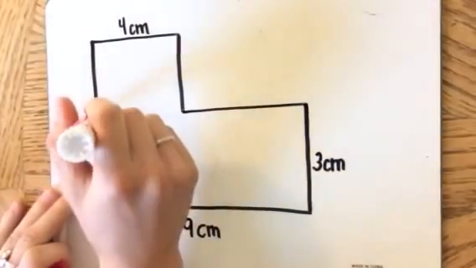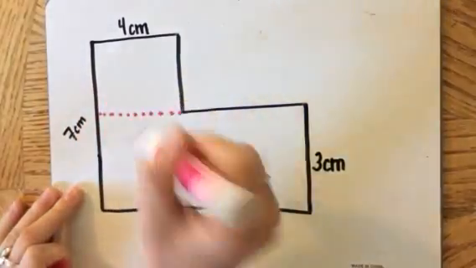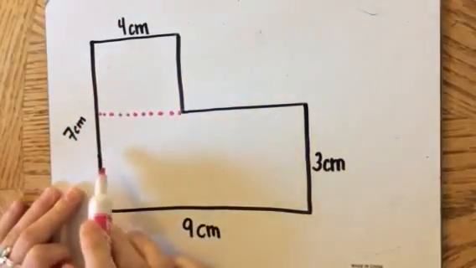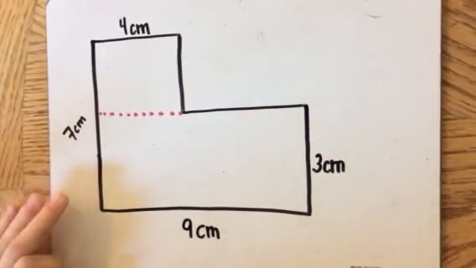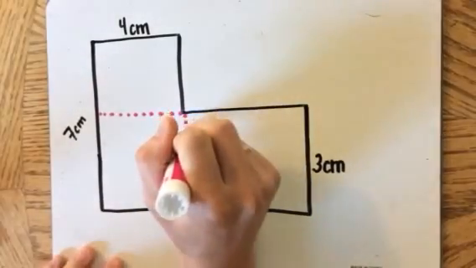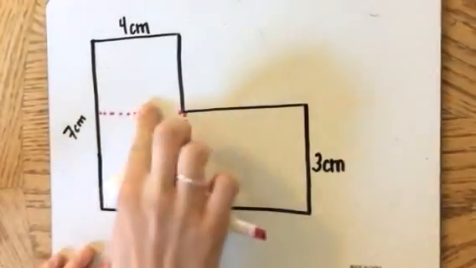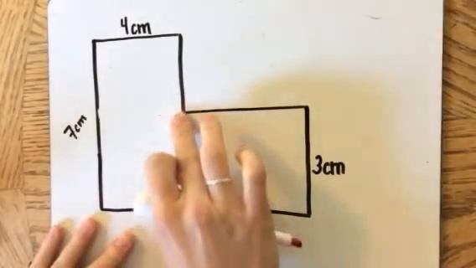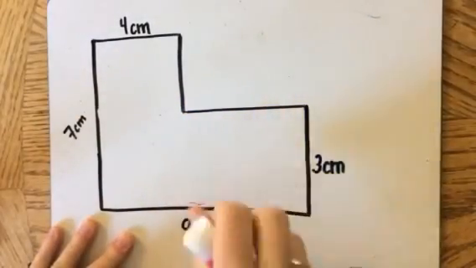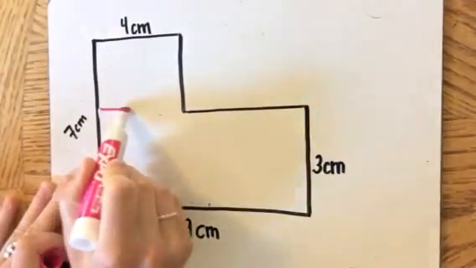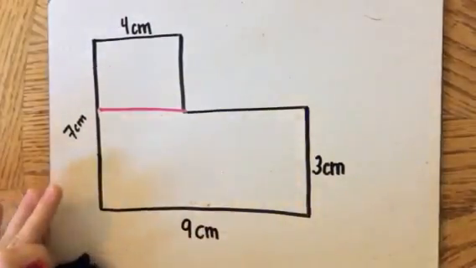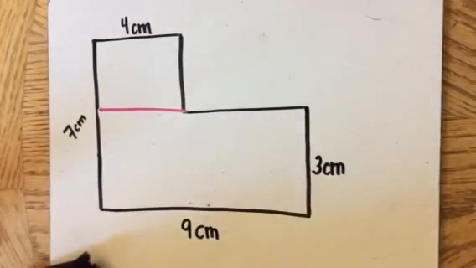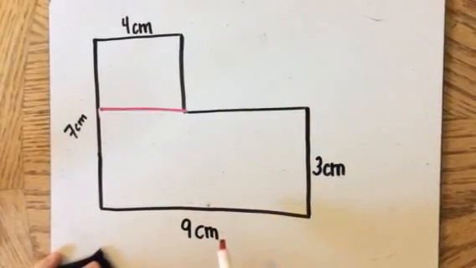I could decide to draw it like this and make a rectangle here and one down here. Or I could divide it like that and have two rectangles like that. For the case of this example, I'm just going to go ahead and divide it up here. All right, so now I have two rectangles, but in order to find the area of each of those, I need the side lengths.